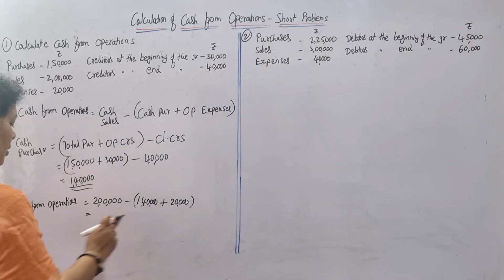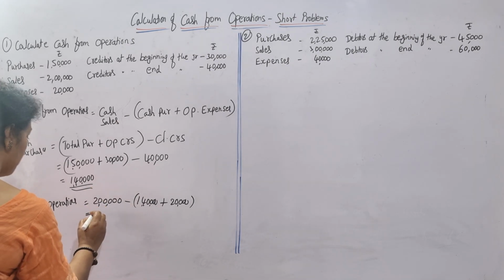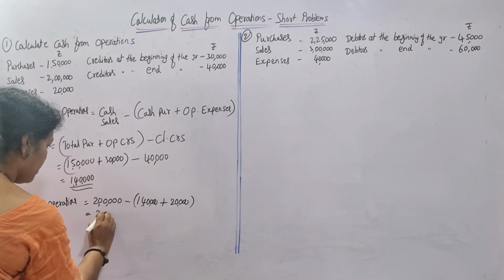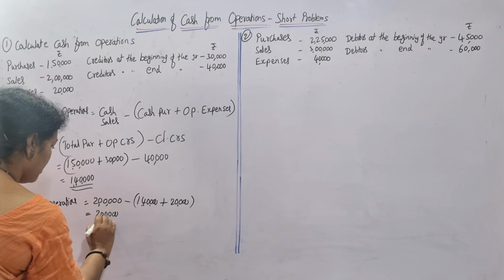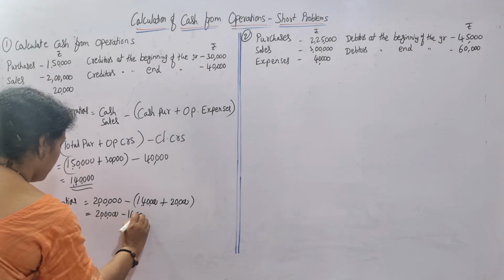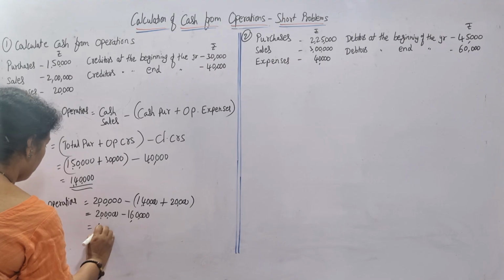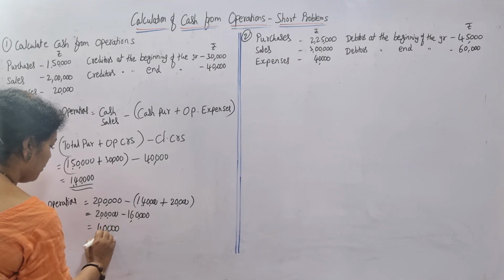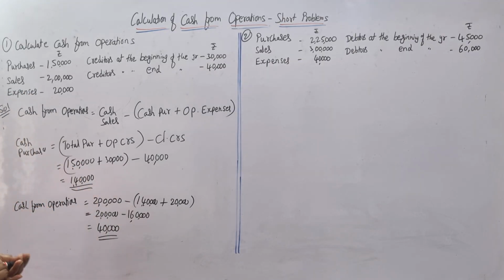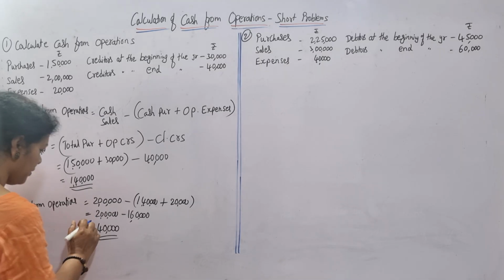1,60,000. This is 1,60,000, which comes to 2 lakh minus 1,60,000. This is 40,000. Cash from operations is 40,000. This is our final answer.